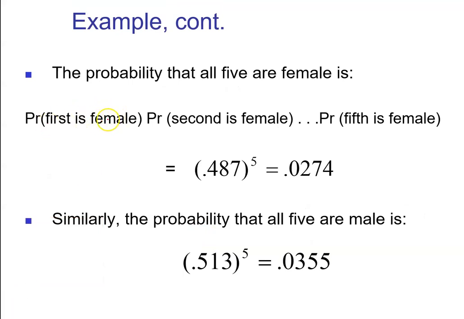Similarly, for the probability that all 5 are male, we do the same idea, but now instead of female, it's the probability the first one's male times the probability the second one's male, and again those all have the same probability, so multiplied 5 times, or raised to the fifth, which is 0.0355.